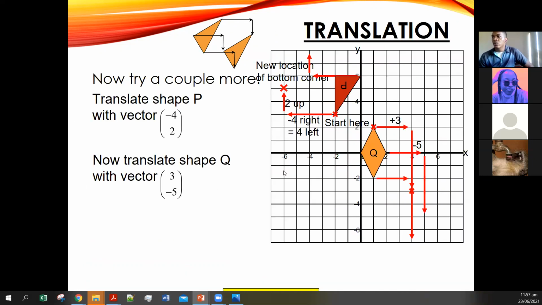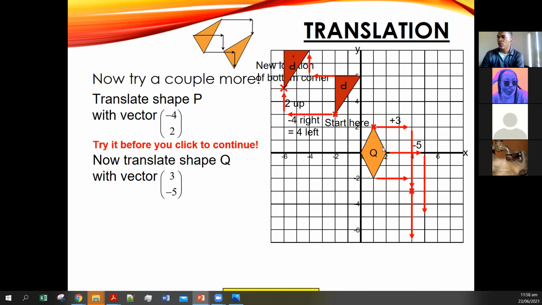So over here again, we have some examples, which are the same. I'm just going to move it in just to show you how it is as well. We have translate P by the vector (-4, 2). So we will start at a given point, and then you go -4, which means 4 to the left-hand side: 1, 2, 3, 4. Then 2 up, 1, 2, that's a point. You do that for all the points, and then we get the shape.